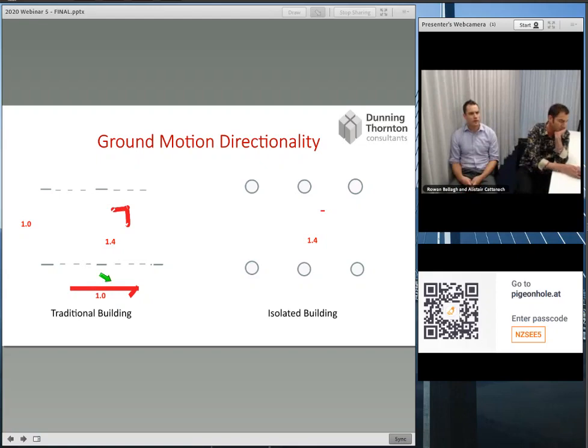But so this is the first of a couple of learnings that we've got from doing some of these buildings and doing them in relation to the new guidelines. So ground motion directionality, this is really about what the seismologists give us and how it relates to performance of a traditional building versus an isolated building. So generally, if you'll allow me the phrase, the angle of attack of the earthquake will be at an angle to the orientated axes of a building.